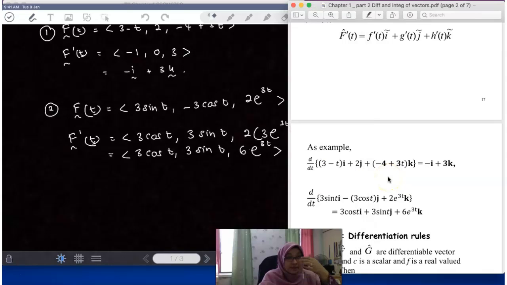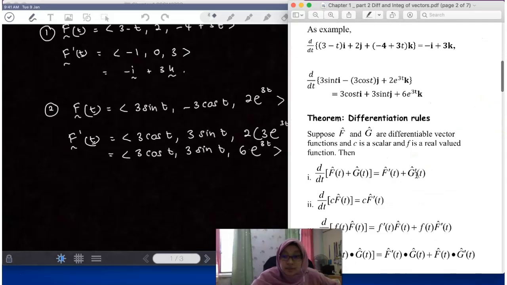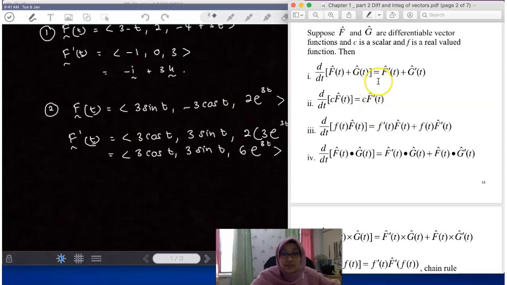Okay, so that's the process of differentiation. Maybe you need to apply the chain rule, so they are all the same. But the difference now is only that you have to differentiate component by component. Okay, so the differentiation rules. If you have the summation of two vectors and you apply the derivative, you can find the derivative separately and then total up. Or c here is a constant, so you can multiply first and differentiate, or you can just take out the c, differentiate only f, and after that multiply the c back.